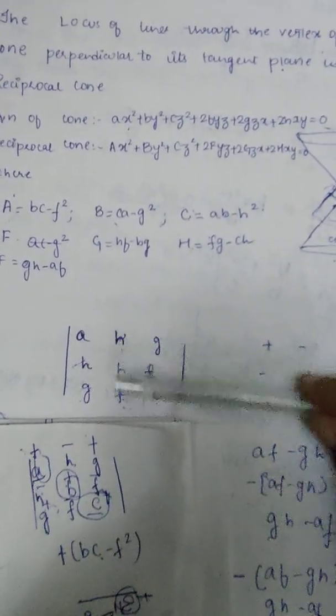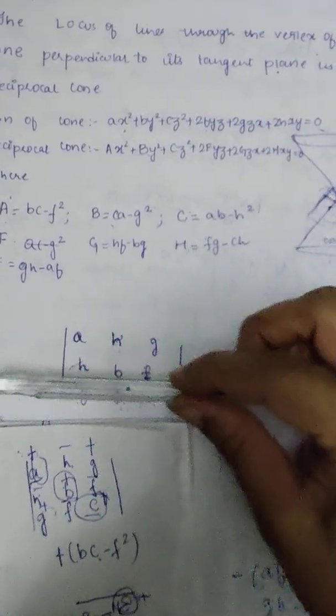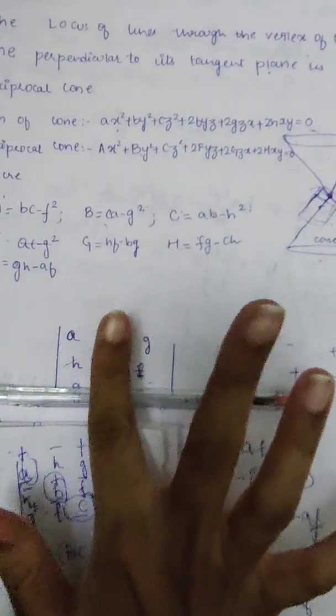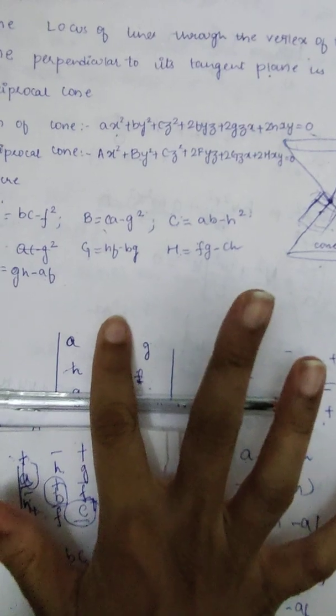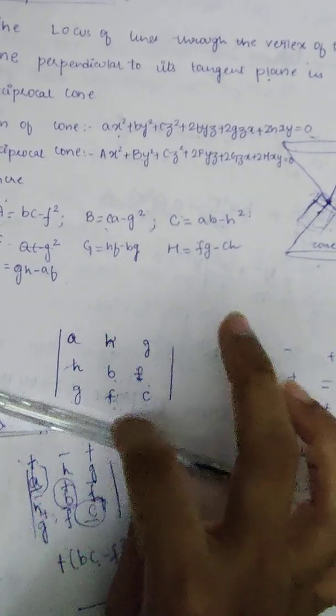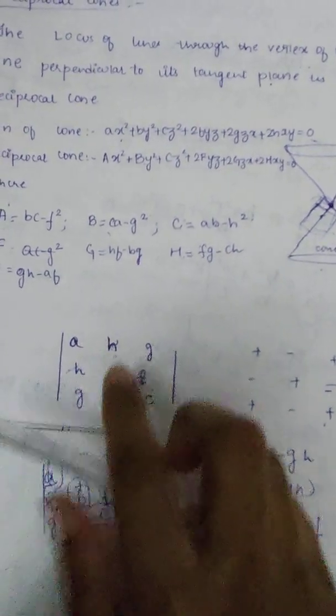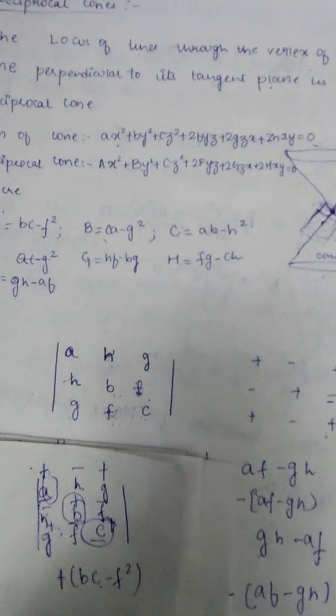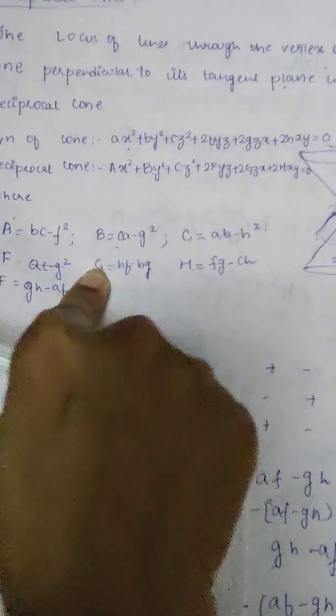Again, I need the determinant of this F. There are two F's. Let me just try with this F also. So I'm going to hide this particular row where F is, and I'm going to hide this particular column where F is. So what are we going to get? AF minus GH, the same thing. And the sign above F is what? Minus. So I'm going to get GH minus AF.